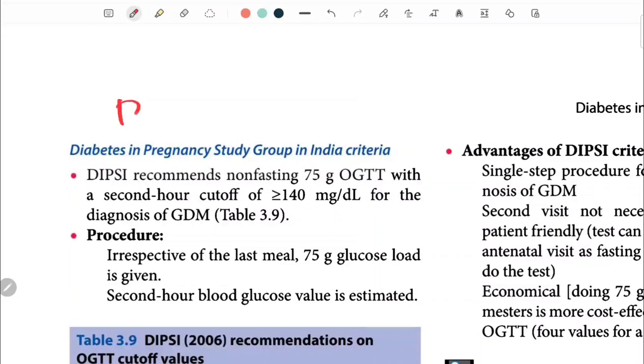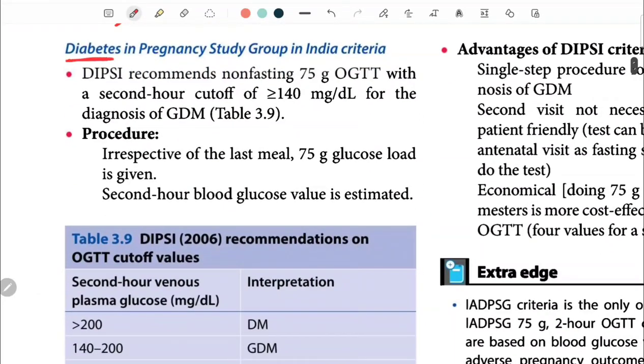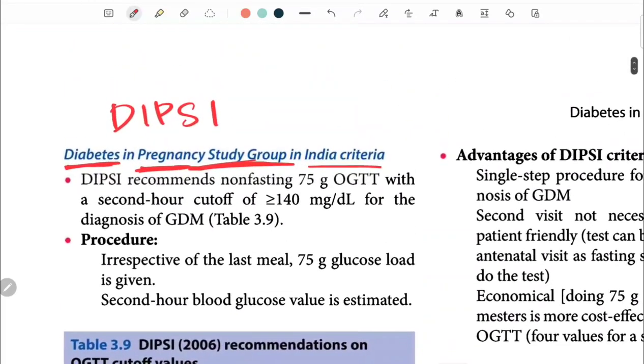DIPSI stands for Diabetes in Pregnancy Study Group in India criteria. The Diabetes in Pregnancy Study Group in India, DIPSI, recommends a non-fasting 75 gram OGTT.